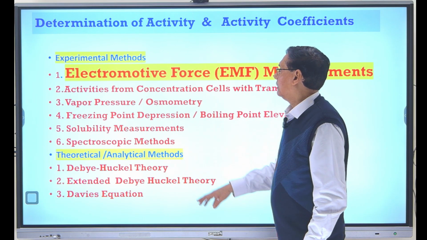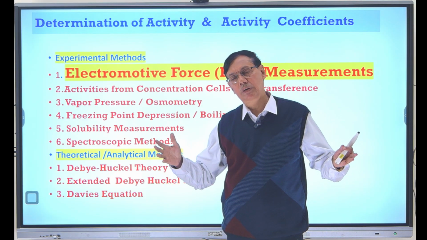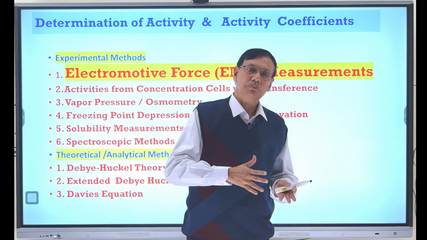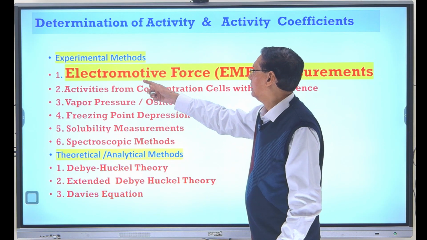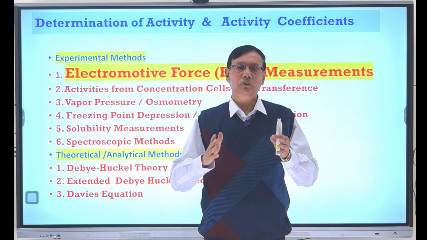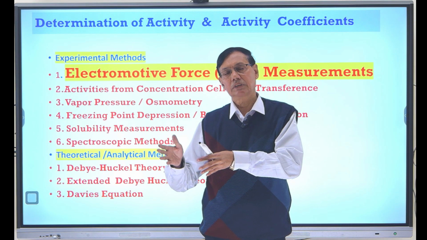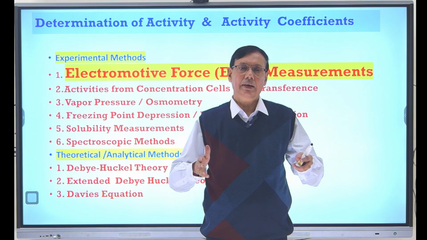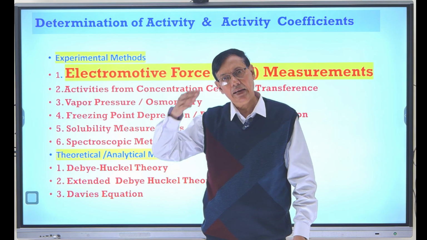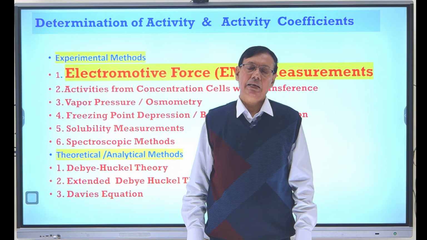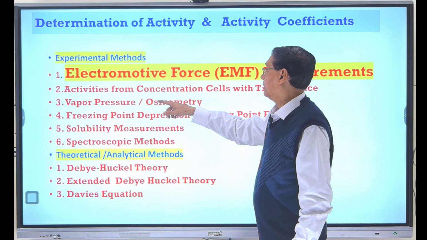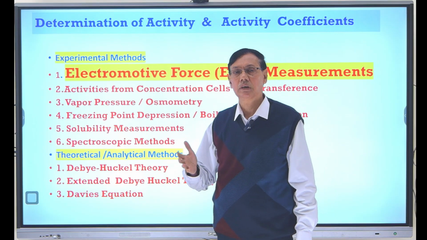And second, you also know that there are different types of electrochemical cells: chemical cell, concentration cell with transference, without transference. So the first method is the electromotive cell, where we will take a simple standard hydrogen electrode लेंगे और एक सिल्वर क्लोराइड इलेक्ट्रोड लेंगे, एक सेल बनाएंगे और उसमें हाइड्रोक्लोरिक एसिड की कॉन्सेंट्रेशन को मोलालिटी को अलग अलग चेंज करेंगे और we measure the cell EMF, and there is a formula. With that formula we can determine. But there is another method, that is called the activities from the concentration cell with transference.